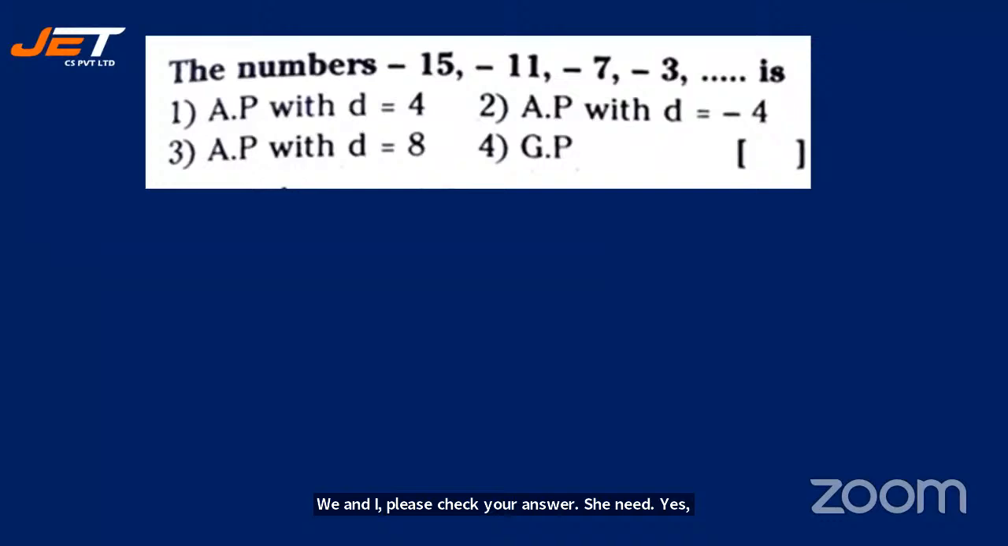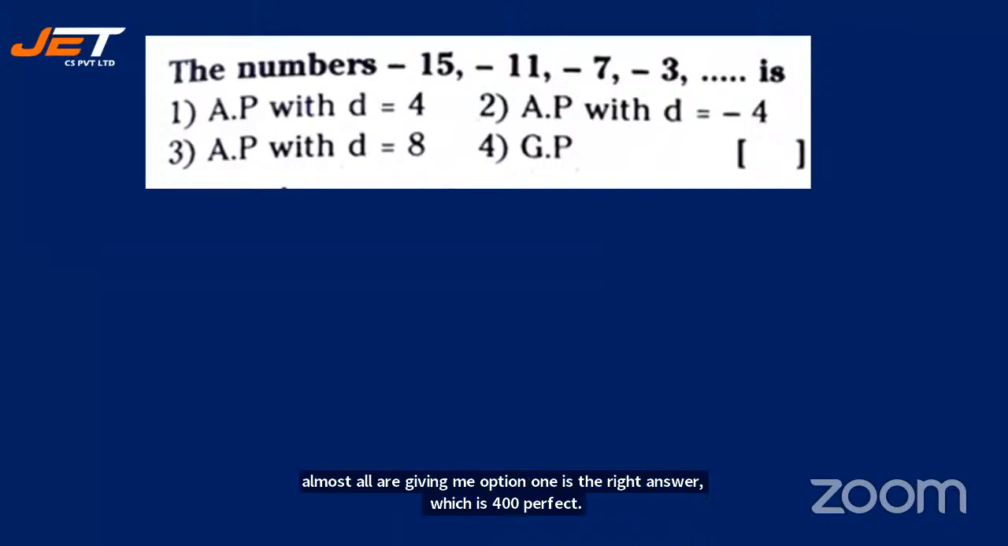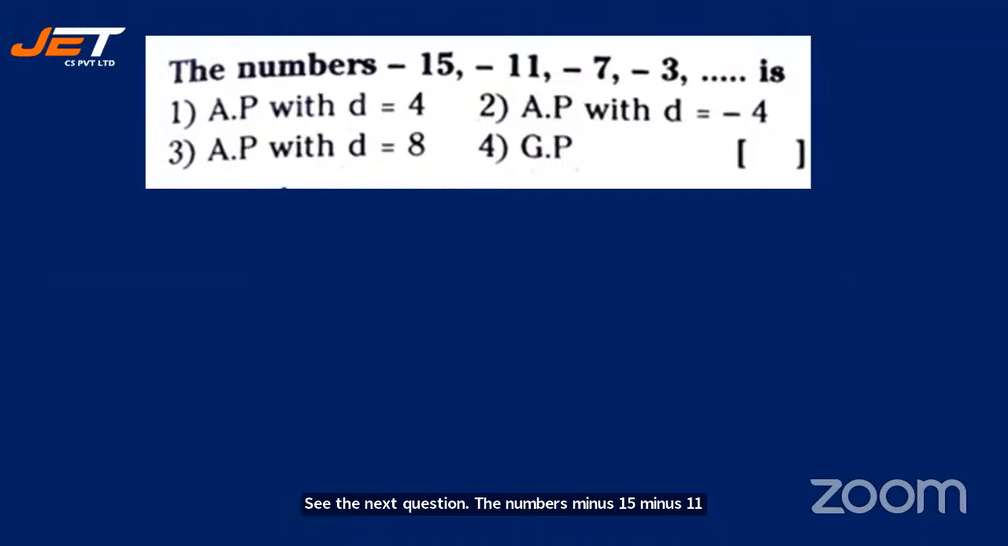The numbers minus 15, minus 11, minus 7, minus 3, and so on is dash. What is it? Is it AP with common difference 4? Is it AP with common difference 8? Or is it AP with the difference minus 4? Or it forms a GP?